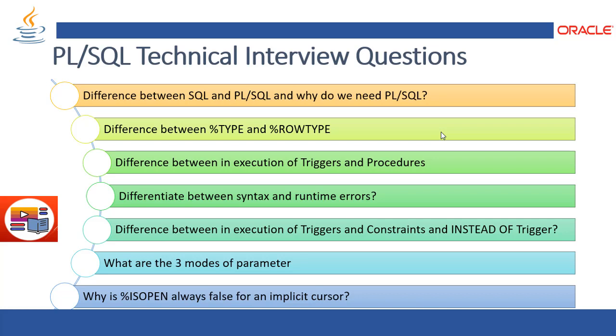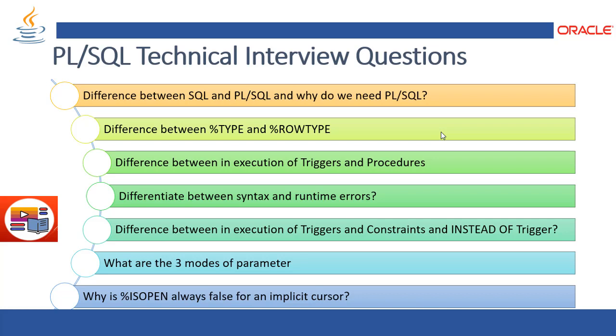Difference between the execution of triggers and procedures, and difference between the execution of triggers and constraints. These are the questions where you have to make sure your concepts are clear with triggers, procedures and constraints. The trigger is for event handling, procedure is for statement execution along with some aggregate functions. Constraints provide a condition on a particular row or column, and an INSTEAD OF trigger is for when we modify a view, we might need this kind of attribute.